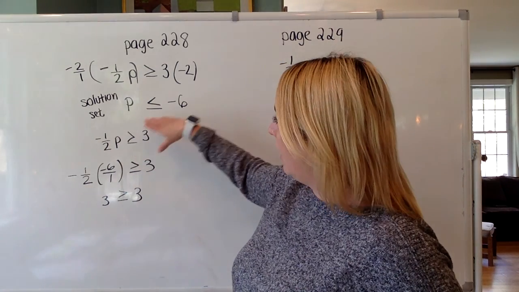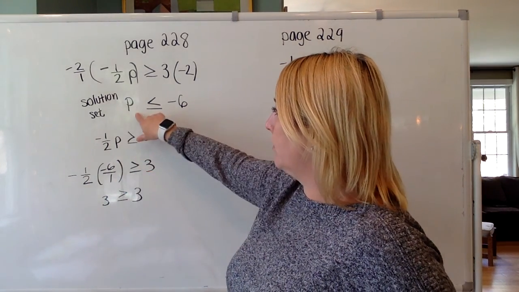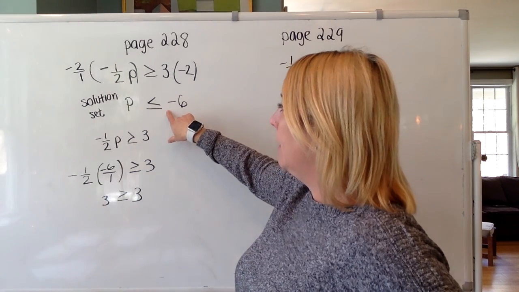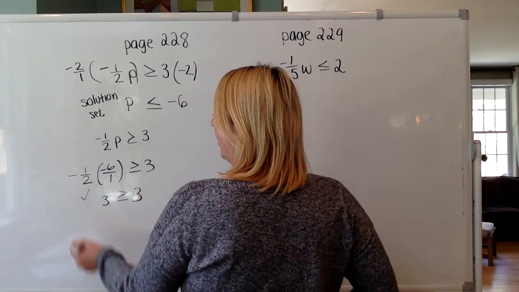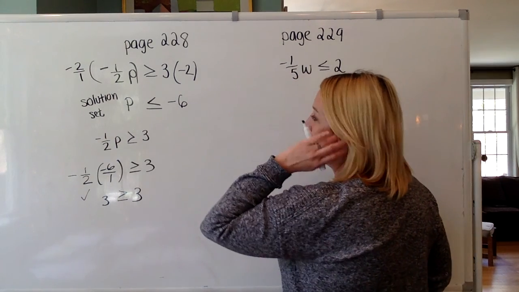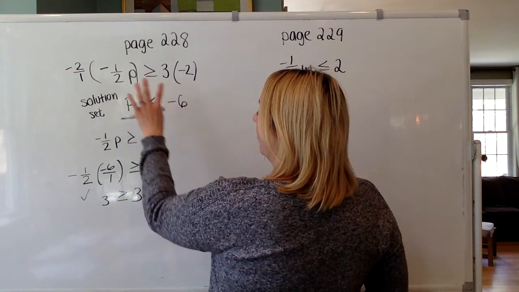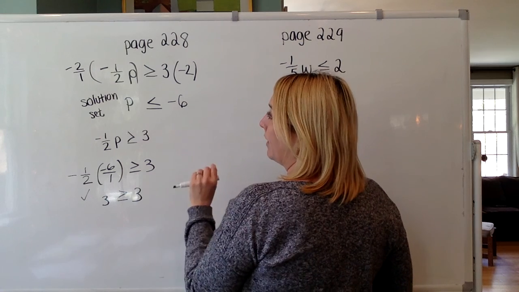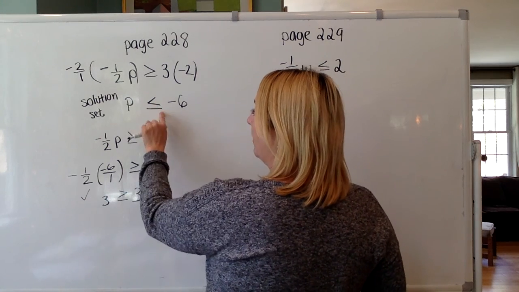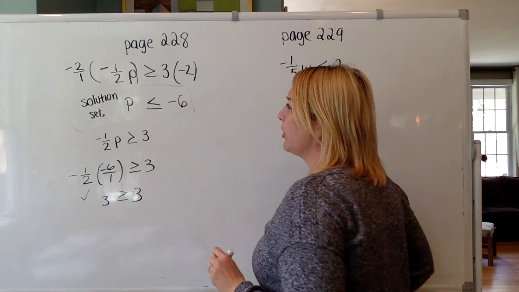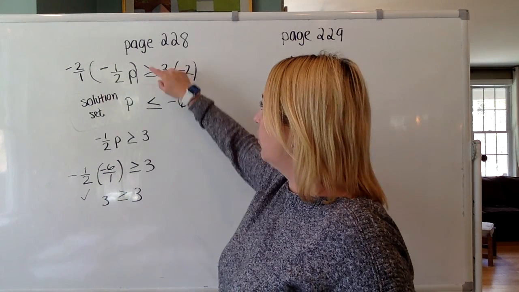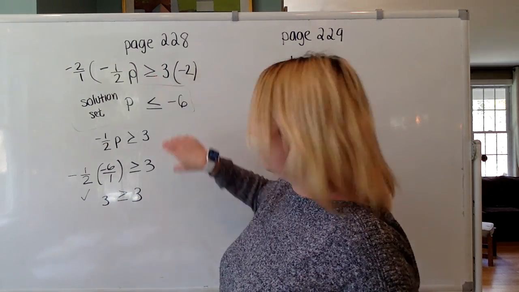I had plugged in the value of negative 6 just because p could be less than or equal to negative 6, and that still made the solution set, or it made the inequality true. So remember, when you are multiplying or dividing by a negative, you flip the inequality sign for the solution set. But then when you plug in the values, you use the original inequality. So I'll just do one more.